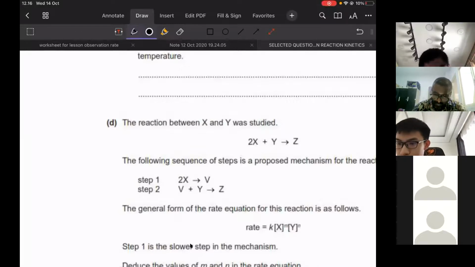Rate equation, explain why the rate decreases with decreasing temperature. Decreasing temperature.